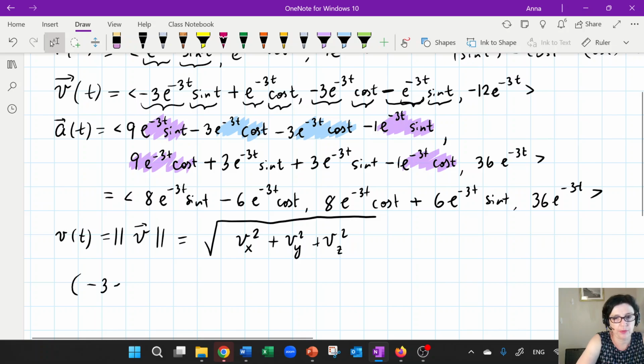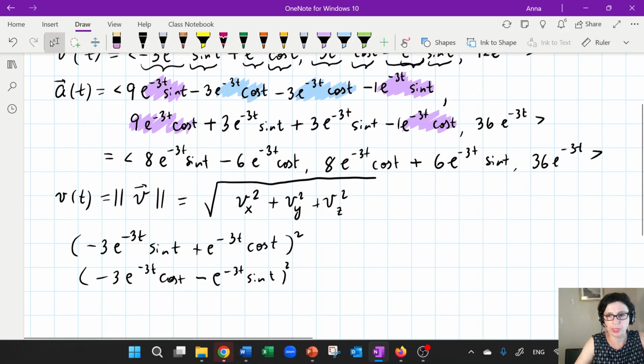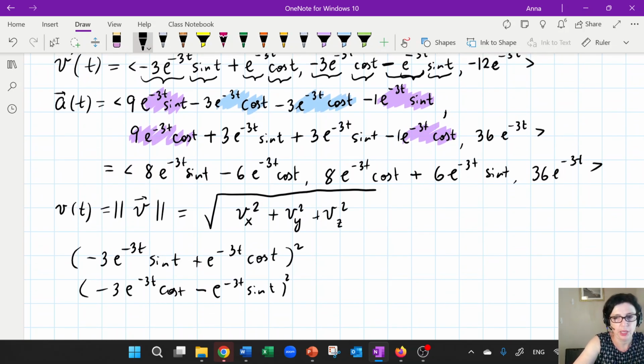Okay, so we got -3. I'm just writing the components of velocity, and I want to square them. So that's the first one. Then under here, I will write the second component, and I also want to square it. That'll actually be a minus. So you need to compute that. And then I'm also going to square the last component of velocity, which will just be 144.